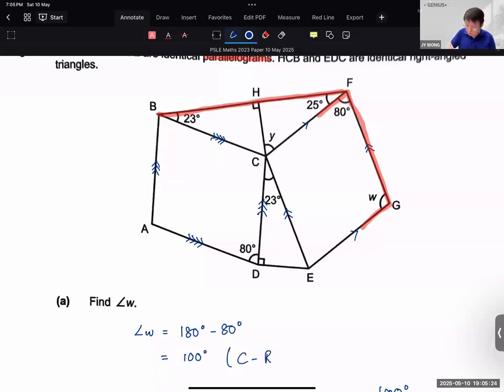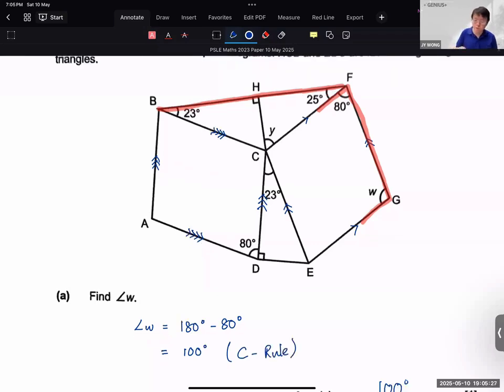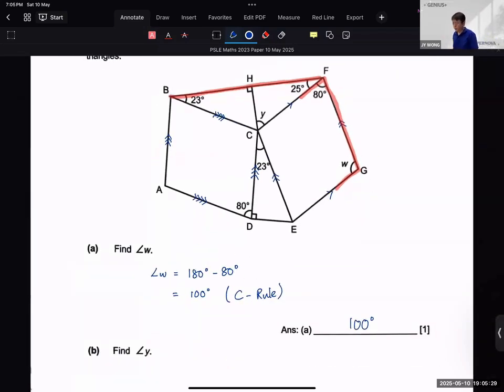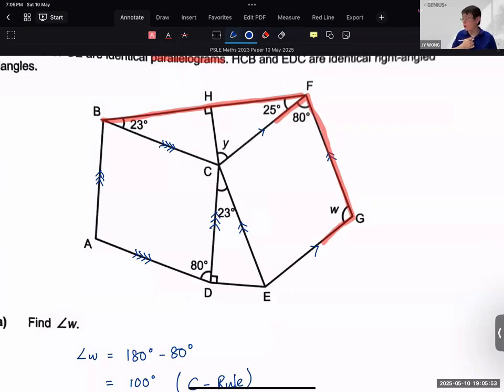I will write C rule here, but in your exam, please don't write C rule. If you want to write, you have to write the proper reason. C rule is not the proper reason. Common mistake that students make, right? What's the common mistake that students make? You assume that BHF is a straight line, and then you tell me that this is 90 degrees, and then you take 180 minus 90 minus 25, and then you get the wrong answer.